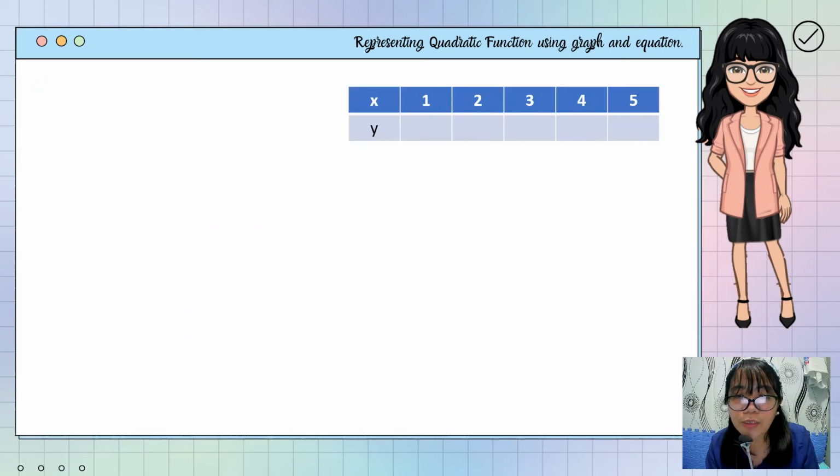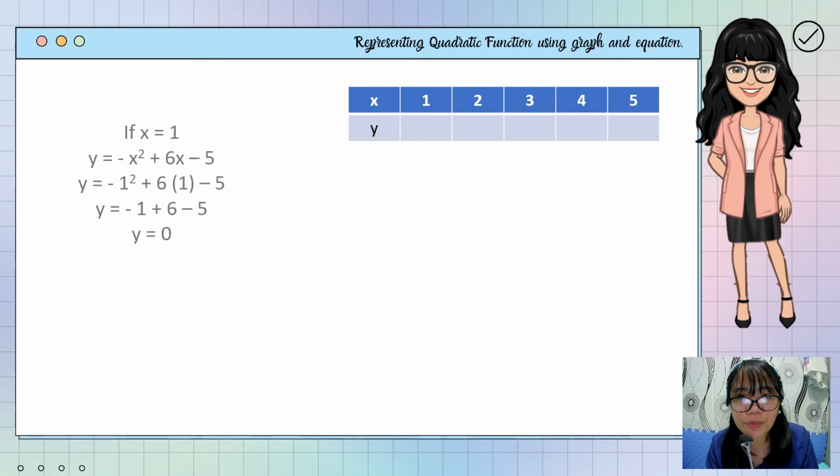Now this is our table. Again, we are the one who is deciding for the values of x. So x, let's try 1, 2, 3, 4, and 5. Now if x is equal to 1, let's go back to our quadratic function. y equals negative x squared plus 6x minus 5. So we substitute 1 into our equation.